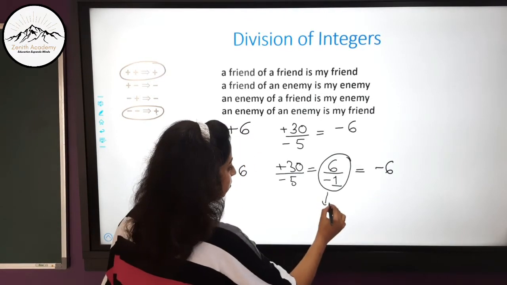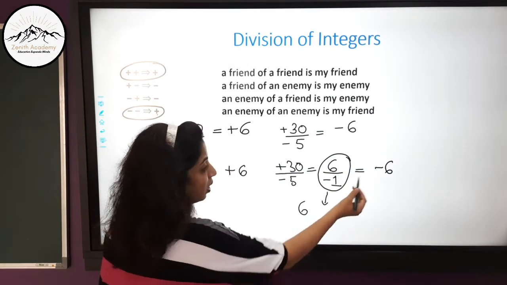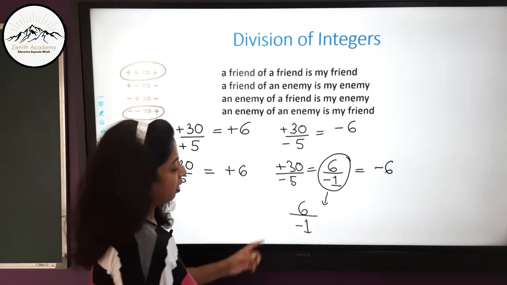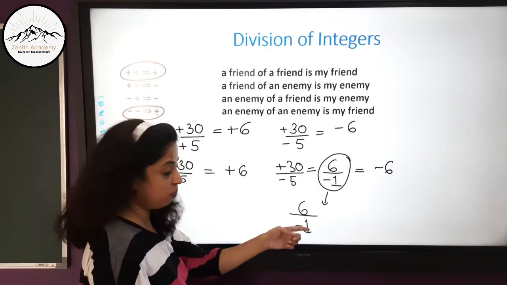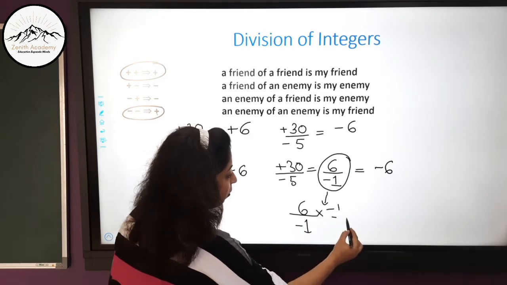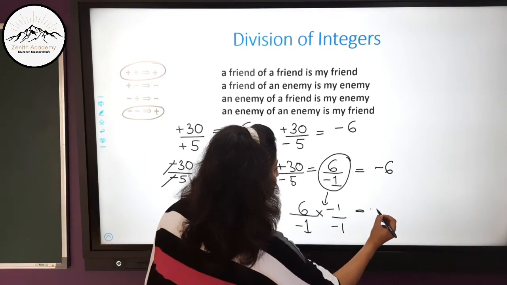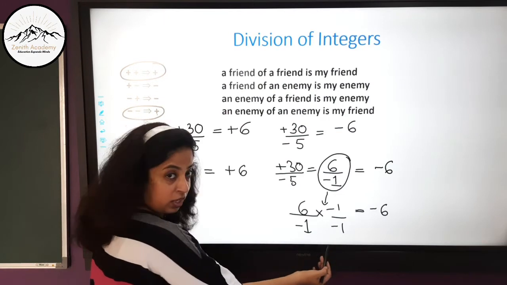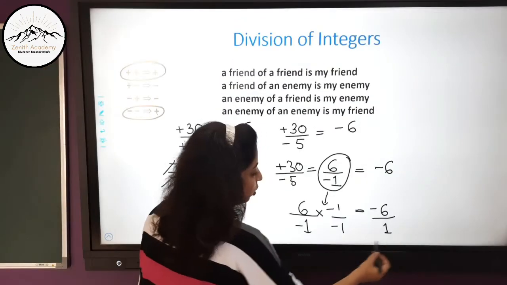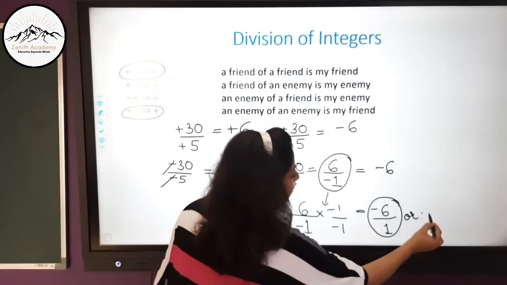Why? You have to rationalize it. This is not in your portion, but I am explaining how 6 upon minus 1 is equal to minus 6. In maths, it is a rule that in the denominator you should not leave any negative number. So you multiply and divide the numerator and the denominator with minus 1. The numerator becomes minus 6, and the denominator, minus 1 into minus 1, is plus 1, since minus into minus is plus. So the answer becomes minus 6 upon 1 or simply minus 6.